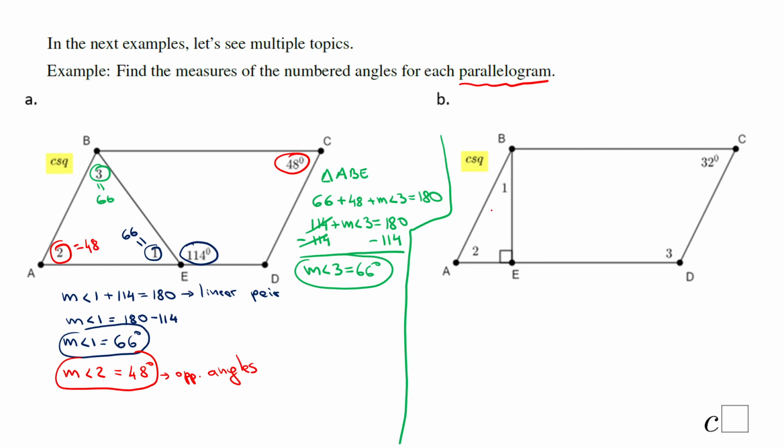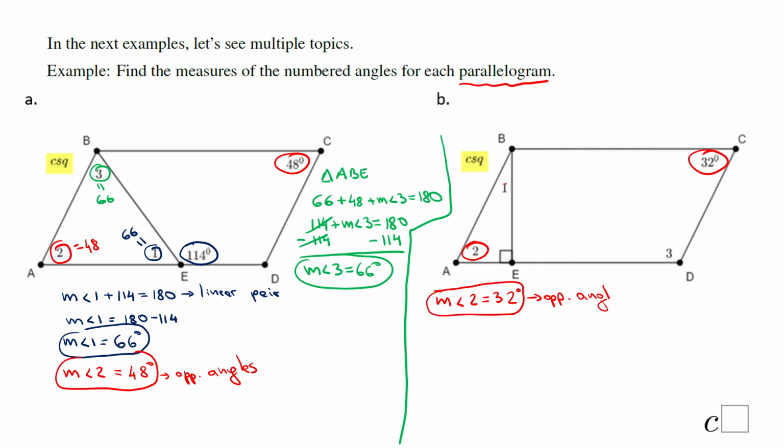And the question is, can I find angle 1 right away? No. The first thing I'm going to do is find angle 2, because angle 2 should be 32 degrees. Why? Angle 2 and that angle that is 32, angle C, are opposite angles in a parallelogram. Okay, so we did angle 2, very similar to the previous problem.